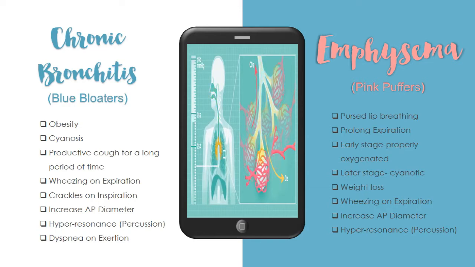Another is during the early stage of emphysema, you can notice that the patient is properly oxygenated. They are well perfused. While on the later stage, they may be cyanotic. Other signs and symptoms that we can observe in patients who are suffering from emphysema are weight loss, wheezing on expiration, an increase in AP diameter, and hyperresonance during percussion.